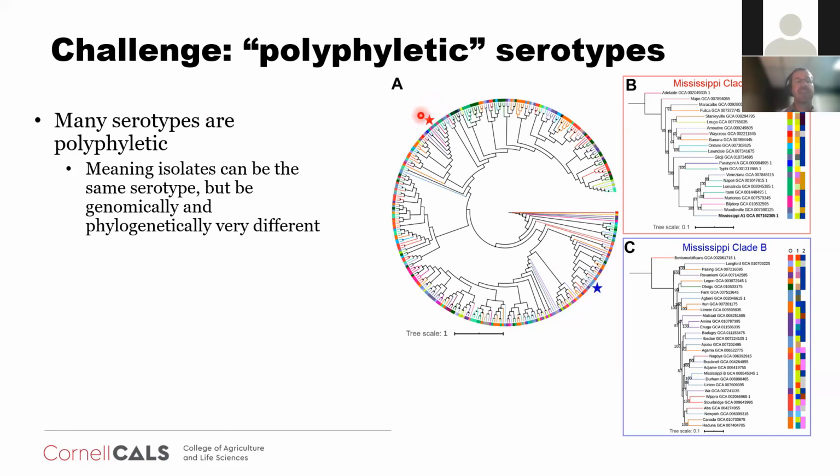So even though they're both Mississippi, and they both have the same surface molecules, they're very different and they're actually found in different continents. The same thing can happen where you have two different clades that cause different types of disease. So we shouldn't rely on Serovars alone to classify Salmonella because of this.